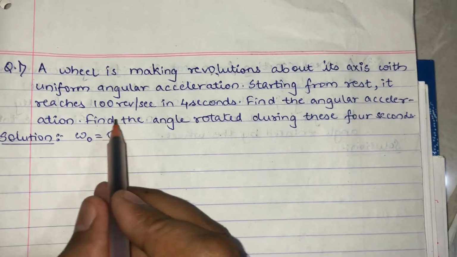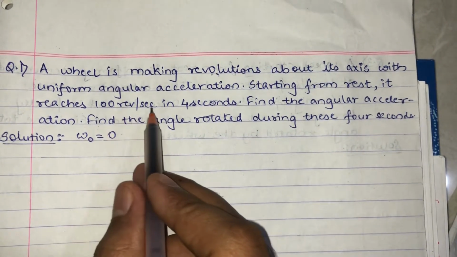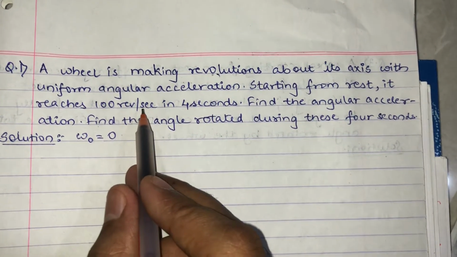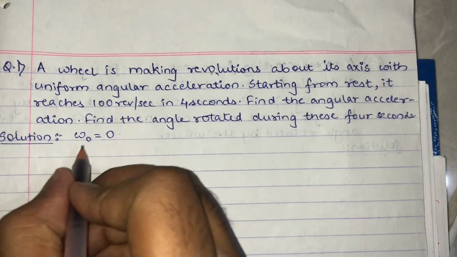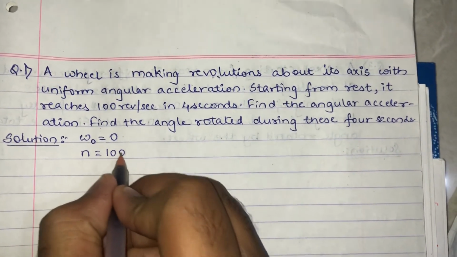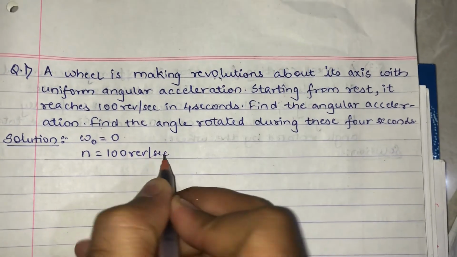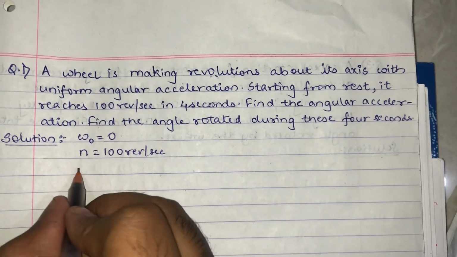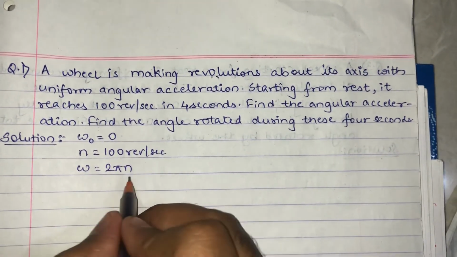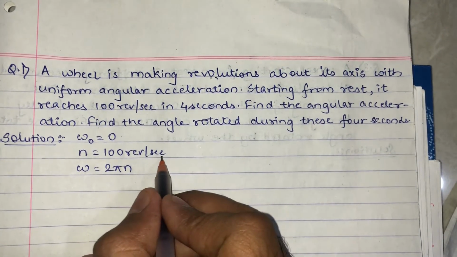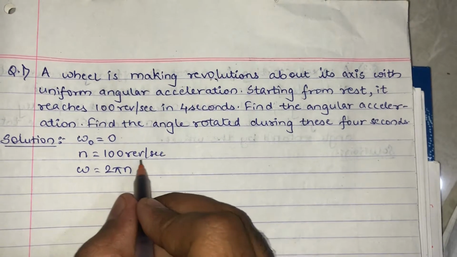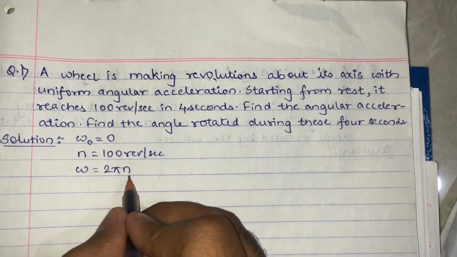It reaches 100 revolutions per second. When you see revolution per second, it is a unit of frequency, which is also called n in common terms. So n is 100 revolutions per second. If I want to convert this in terms of omega, then I'll write 2 pi n. If it were revolutions per minute, then I would have taken 2 pi n by 60, but here it is only revolution per second, hence we are taking only 2 pi n.